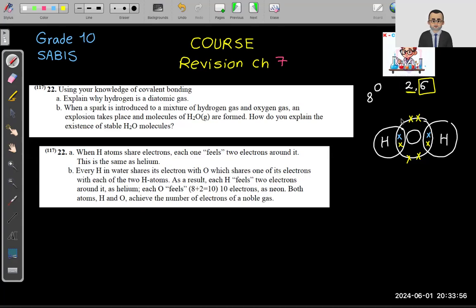Every one of them tries to share electrons to feel like it has 8 electrons, except for hydrogen. It tries to be 2, but all the other elements try to have 8 electrons in their outermost shell. Except for hydrogen. Only hydrogen tries to become 2 like helium.